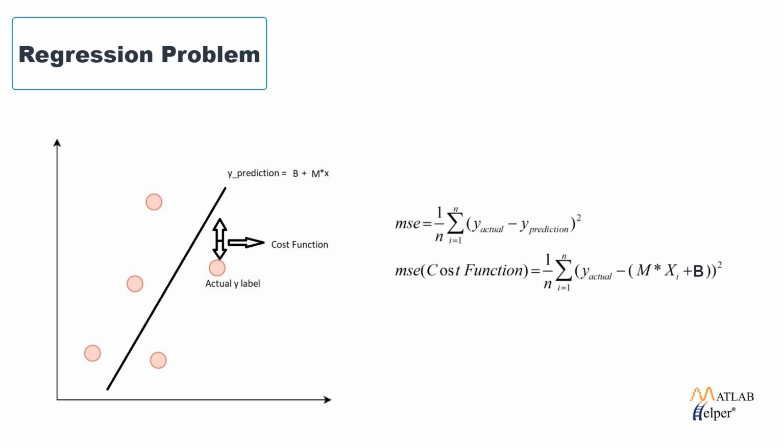Now y predicted we can replace by the equation of the line. Now calculate the cost function for all random lines. The line which shows the minimum cost function is the best fitted line for the given dataset. Calculating the cost function for random lines is not an efficient approach. It is a very difficult job.